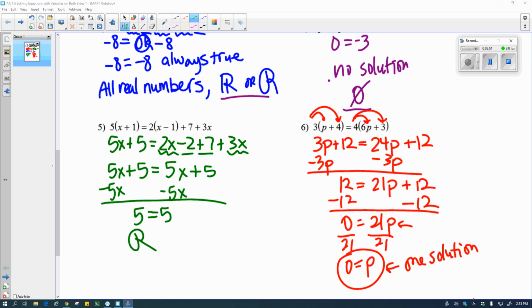So I distributed and then ended up combining the like terms on the right. I got it down to 5x plus 5 equals 5x plus 5. Removed the variable part from one of the sides, left me with 5 equals 5. So my solution is all real numbers, and I choose to do the curved fancy R. But remember, that means all real numbers.